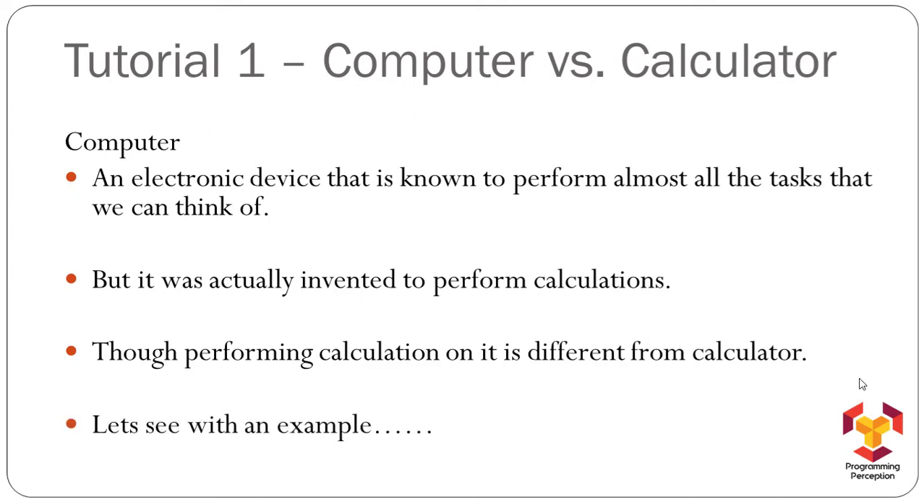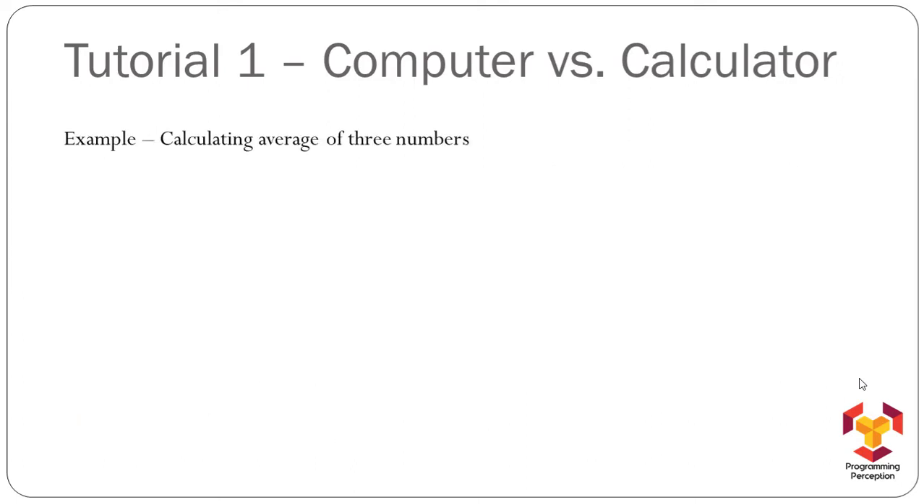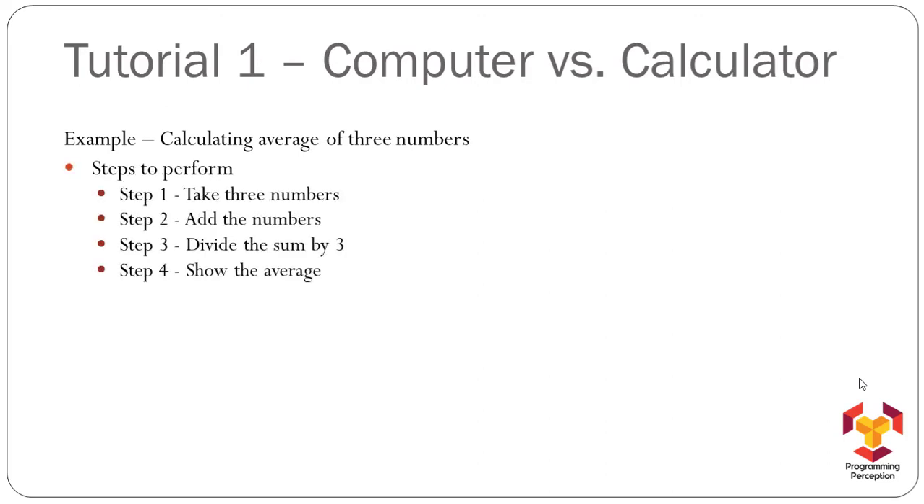Now let's see that with an example. Let's take a scenario like calculating average of 3 numbers. Now we have to follow few steps if we want to do that. Like step 1, take 3 numbers. Step 2, add the numbers. Step 3, divide the sum by 3. And step 4, show the average. Of course, we have to follow these 4 steps if we want to calculate average of any 3 numbers.